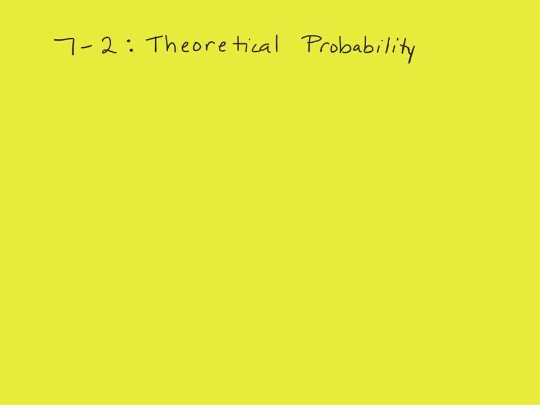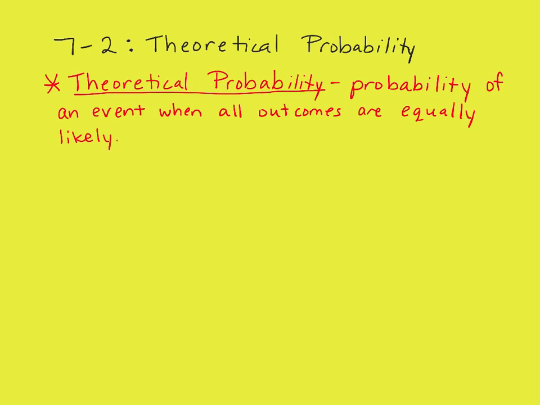Lesson 7-2, Theoretical Probability. Theoretical probability is just the probability of an event when all outcomes are equally likely.